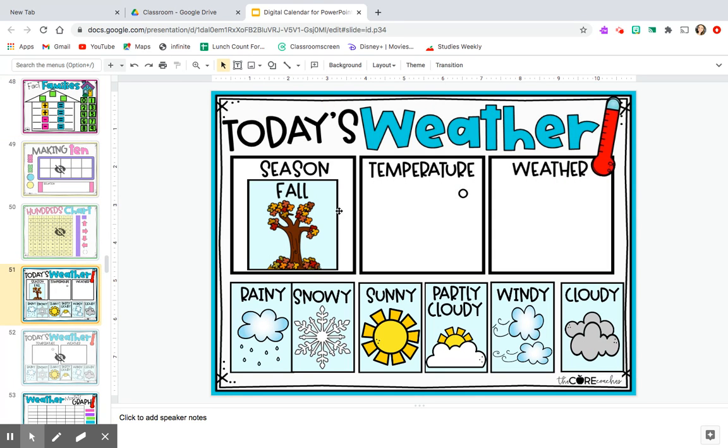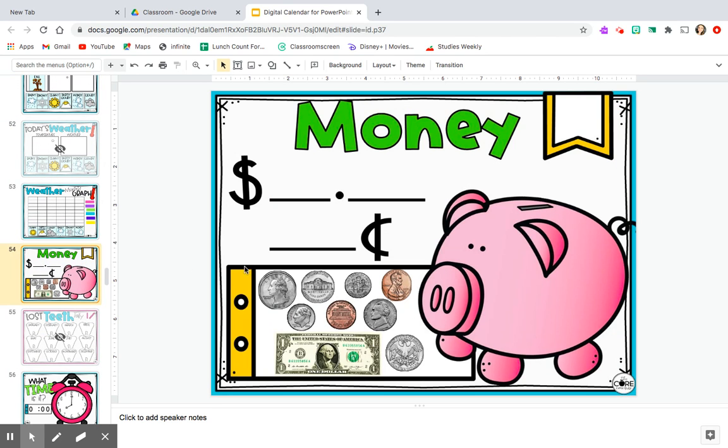Remember, we will continue to do the weather when we get back. Remember, the season is fall. The season is fall.